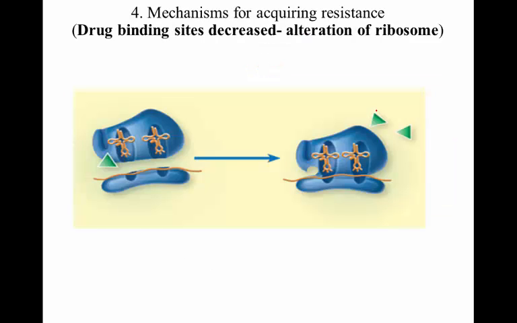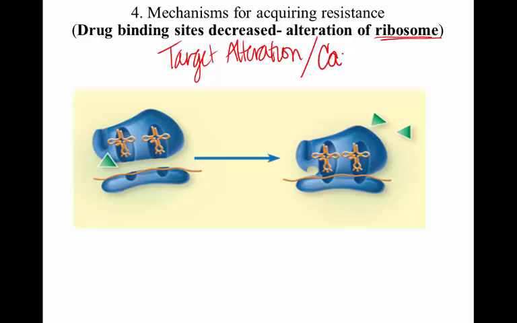All right, decrease binding sites. This is what I term target alteration. The most common target that's altered here we see is the ribosome. So I call this target alteration. I think about this like camouflaging, okay? Camouflaging or hiding.